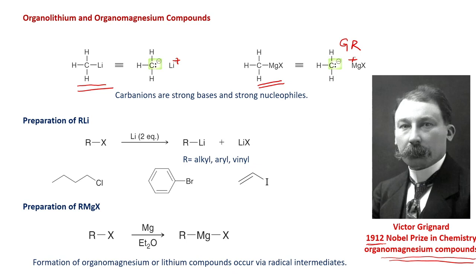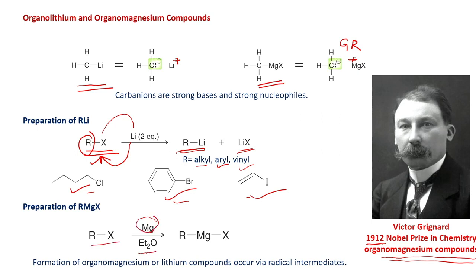How do you prepare organolithium and organomagnesium compounds? First you take an organohalide. When you treat the organohalide with lithium, it gives you organolithium and a lithium halide. In this case, R can be alkyl, aryl, or vinyl. Similarly, if you treat an organohalide with magnesium in the presence of diethyl ether, you get your Grignard reagent. The formation of organomagnesium or organolithium compounds occurs via radical intermediates. We will study in future how they are prepared.